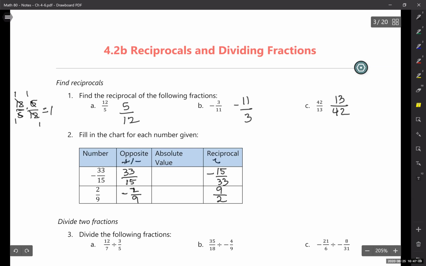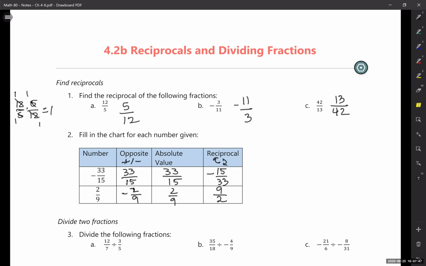And reciprocal means, I guess, flip that picture. Reciprocal means flip. I was just trying to draw a picture of it. All right, absolute value means distance away from 0, which is always positive. So negative 33/15 is 33/15 away from 0. It's a positive number. 2/9 is 2/9 away from 0. It's a positive number. So remember, absolute value doesn't mean anything about positive or negative. I mean, it doesn't mean anything about opposite. It means the answer is always going to be positive.